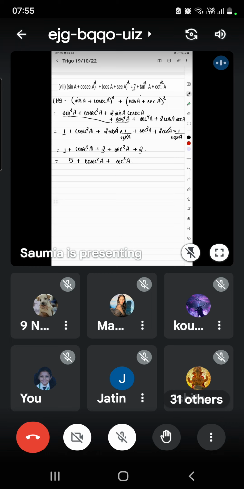That means somehow I have to bring 2 here. Correct? Now, I want tan square and cot square in the RHS. I have sec and cosec. So can I use any identity that will bring tan and cot into the picture?